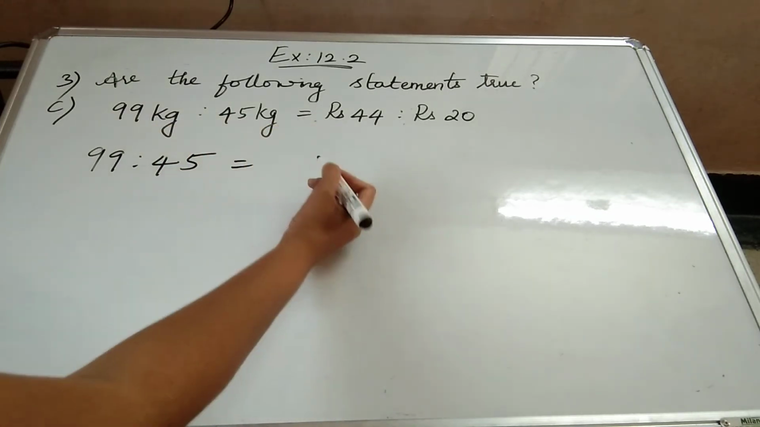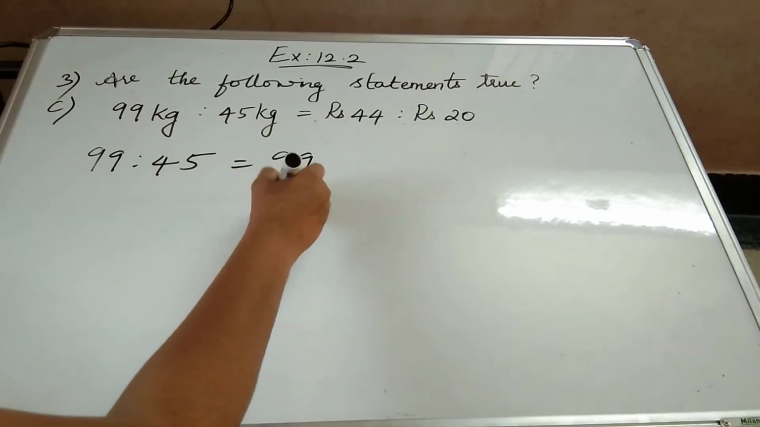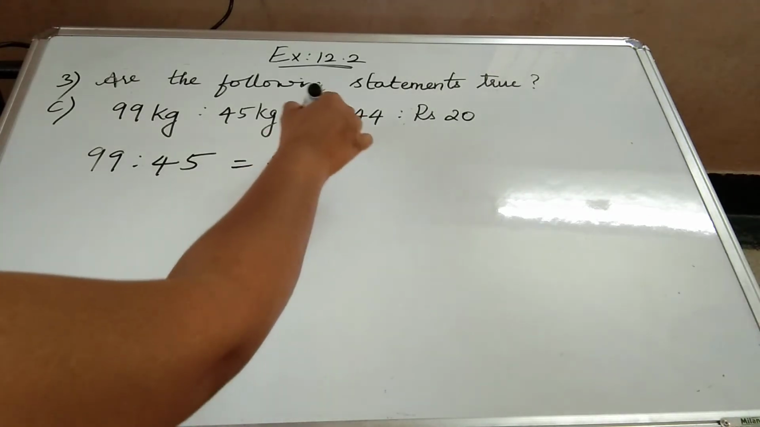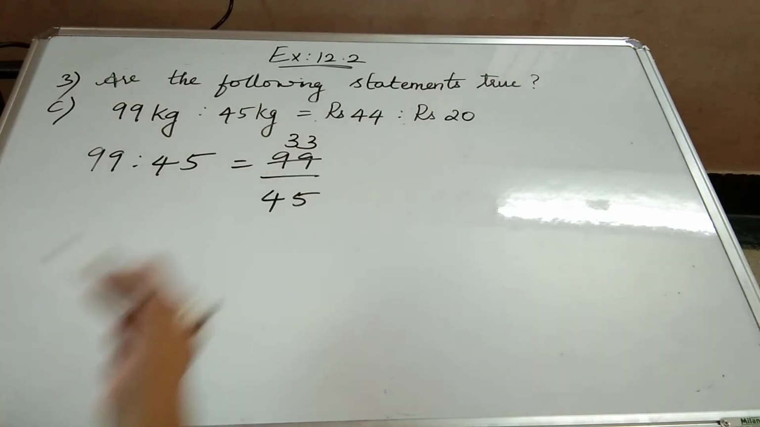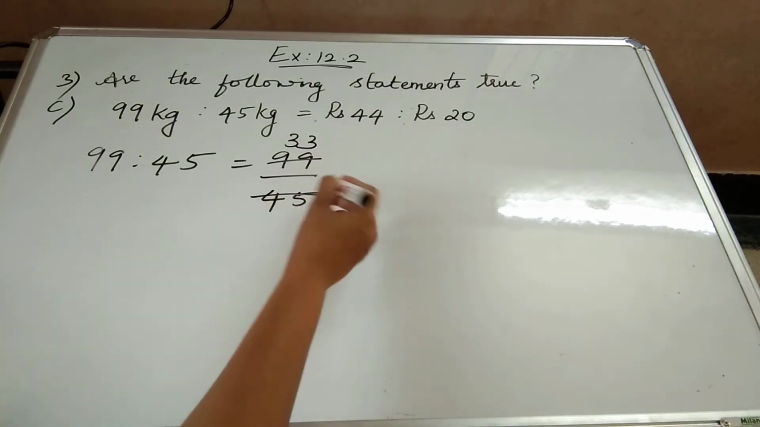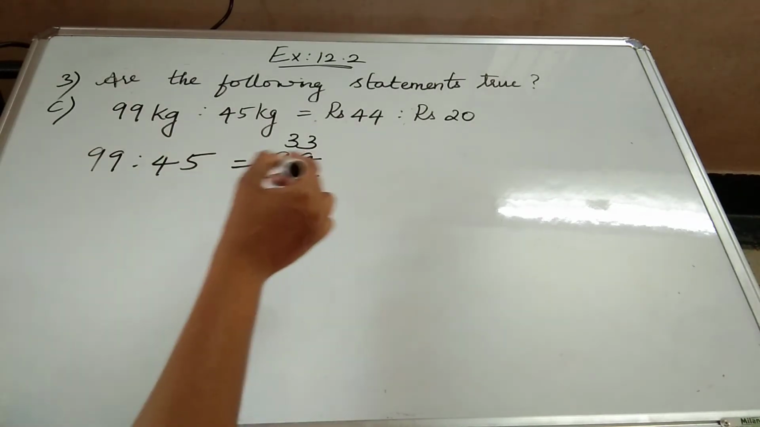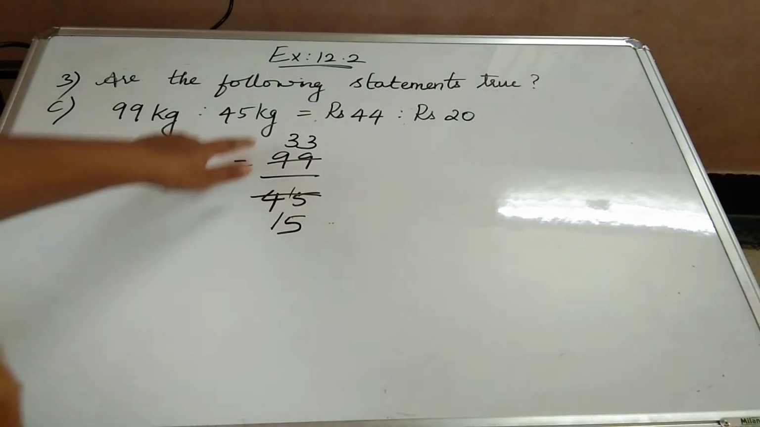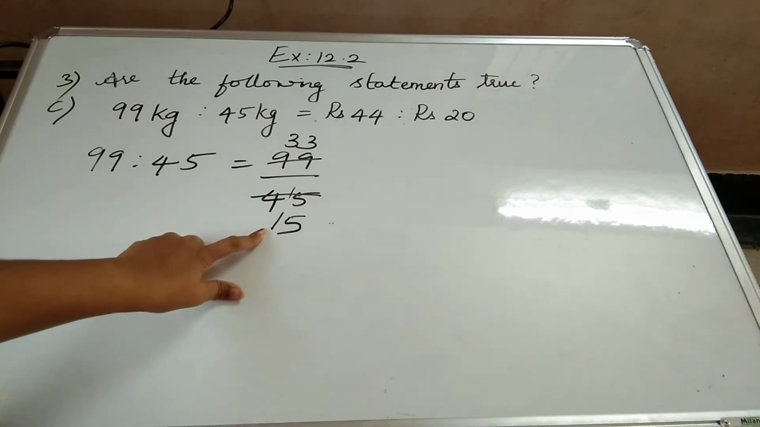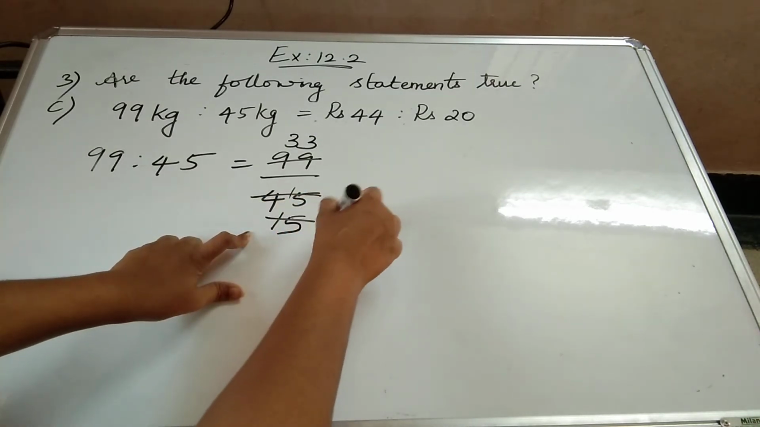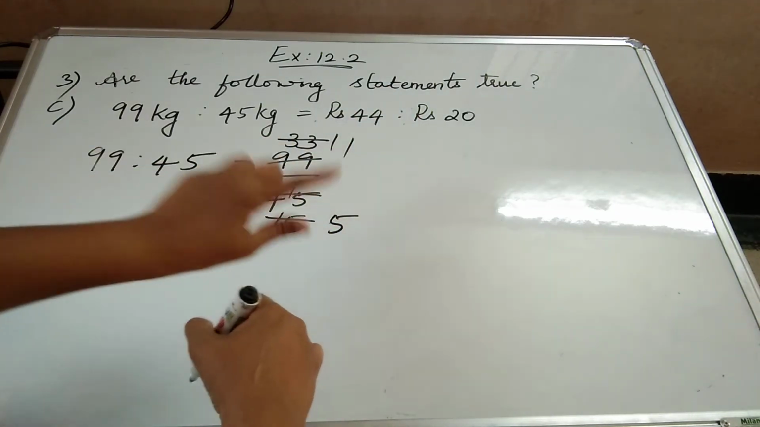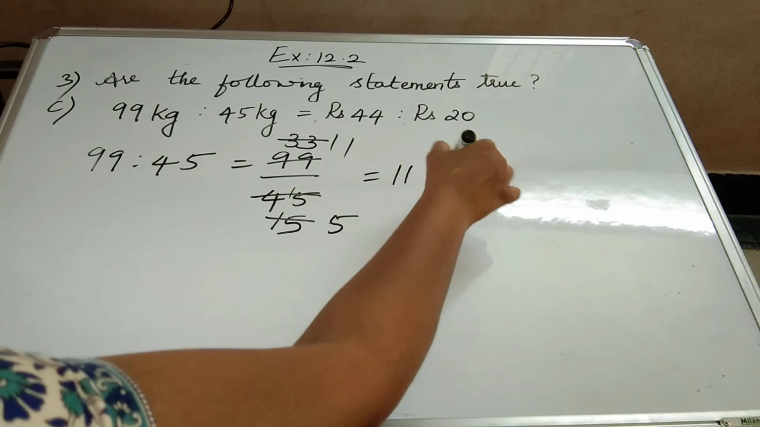How can we write it in fraction? 99 divided by 45. Now 99 and 45, 3 table we can cancel them. 3 3s are 9, again 3 3s are 9. For 45, 3 1s are 3, 1 is remaining. So 15. 3 5s are 15. Now we have 33 and 15. 3 table we can cancel there. 3 5s are 15. Here 33, 3 1s are 3, 3 1s are 3. So 11 divided by 5. So it is 11 is to 5.